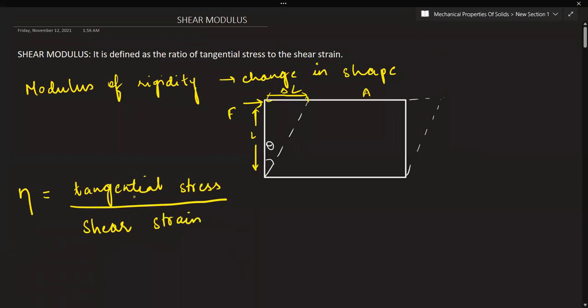In case of Young's modulus, we've seen that the stress was normal stress and the strain was longitudinal strain. Now, in case of shear modulus, the stress is tangential stress and the strain is the shear strain. The tangential stress is also known as shearing stress. So you can write this as shearing stress by shear strain. The formula for stress is force upon area. So if F is the applied force in this direction and A is the area of this object, then shearing stress should be force upon area.